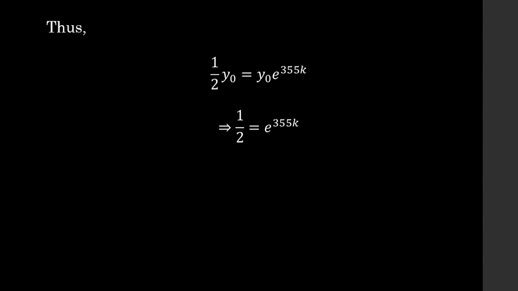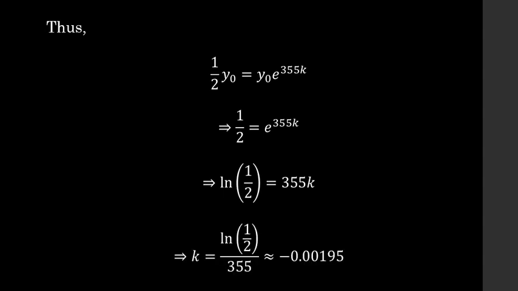I now have yet another type 1 exponential equation. To solve this, again, convert to logarithmic form, and you have natural log of 1/2 equals 355k. You can find natural log of 1/2 by plugging that into your calculator. Just take that number and divide it by 355, and you get your decay constant, k, which is approximately negative 0.00195.